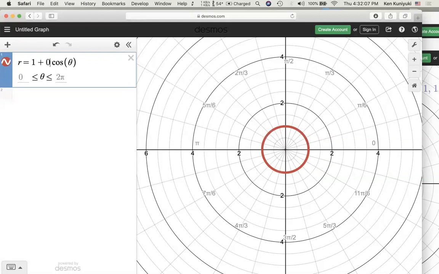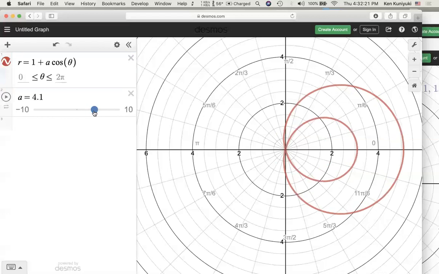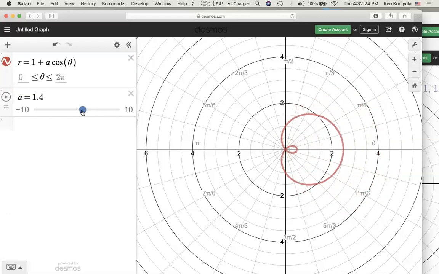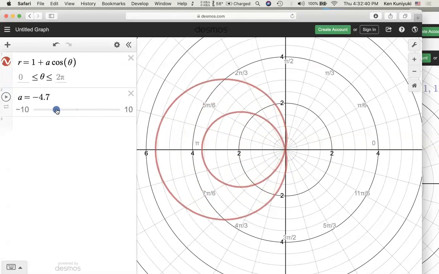We get a circle. In fact, you can put an A here as a coefficient for cosine of theta. Add a slider. When A equals 1, we get the cardioid. Looks like a heart, right? If that number in front of cosine of theta grows, we get a limaçon with a loop. Going backwards, back to the cardioid. And then if A is less than 1, we get these dimpled limaçons. And then if A is 0, we get R equals 1. That's a circle. And then if A is negative, we're getting in different quadrants here.